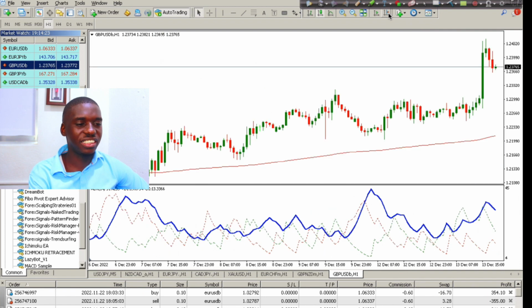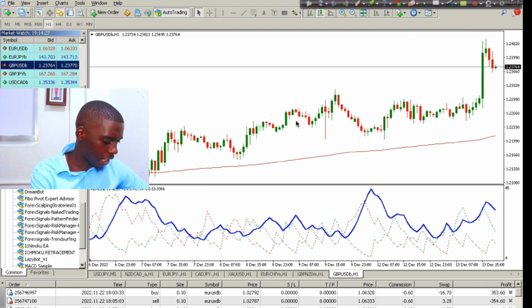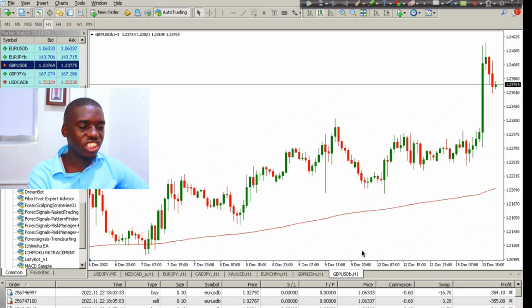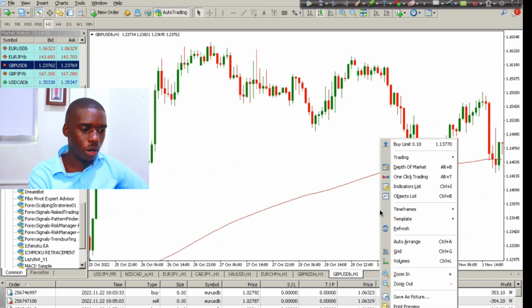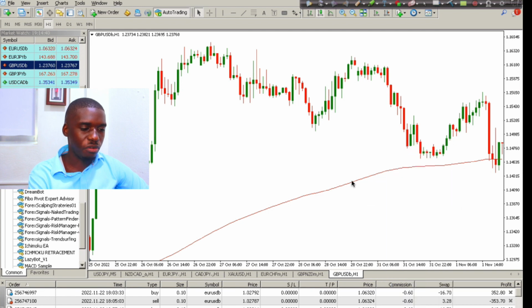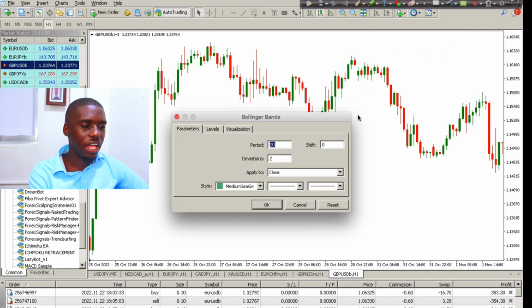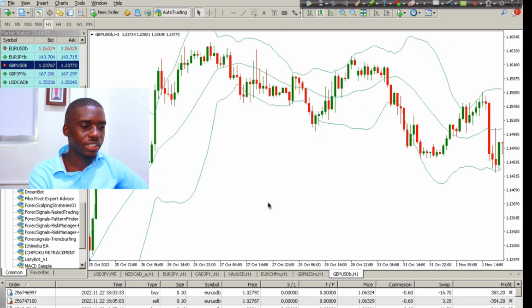For us to determine the volatility of the market, that can be determined by the Bollinger Bands. Bollinger Bands show us the movement of the market within two bands. As I remove the moving average, you go to the indicators list, where there is Bollinger Bands, and make sure you leave the default settings.